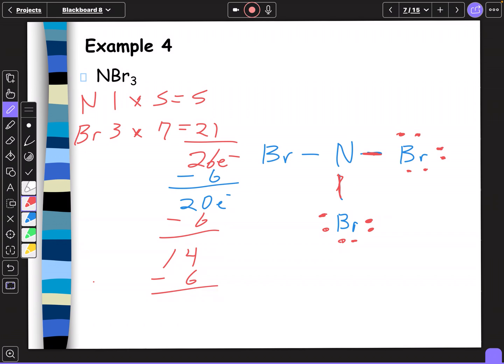I have 8 electrons left. I'm going to go to this other bromine. It's got 2 already around it, so I need to add the other ones as lone pairs. And I still have 2 electrons left. I can't add them anywhere except around the central atom. So I'll add them as a lone pair up here. And I've taken care of all my electrons.